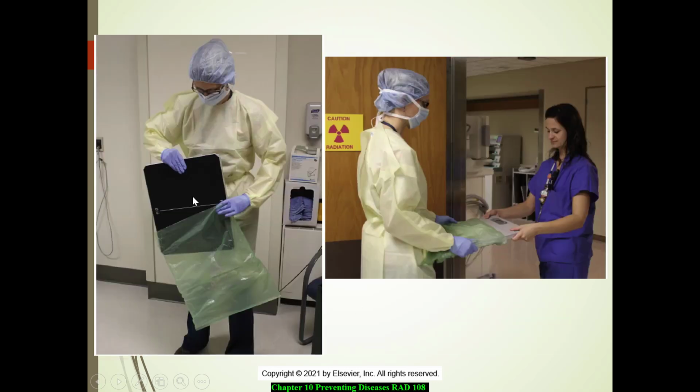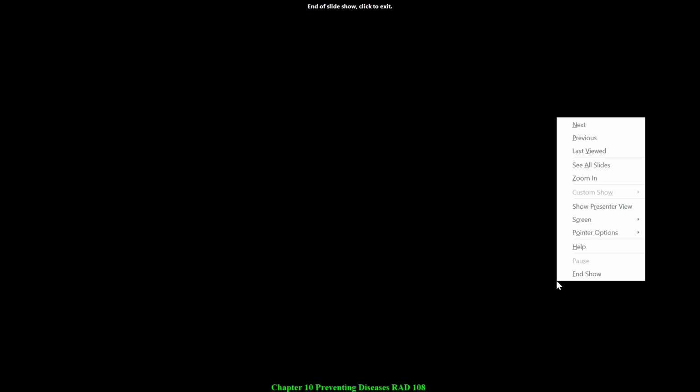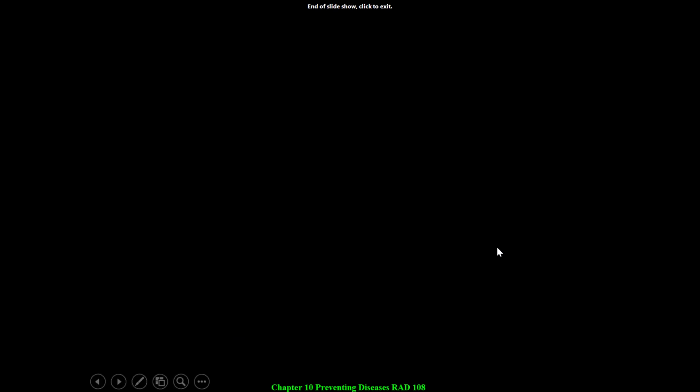We put our cassette or our imaging plate into a plastic bag, and then when we remove it, there's a person standing outside the room to grab that plate to run it into the portable machine, and the other individual will continue taking off the contaminated gear that they're wearing.